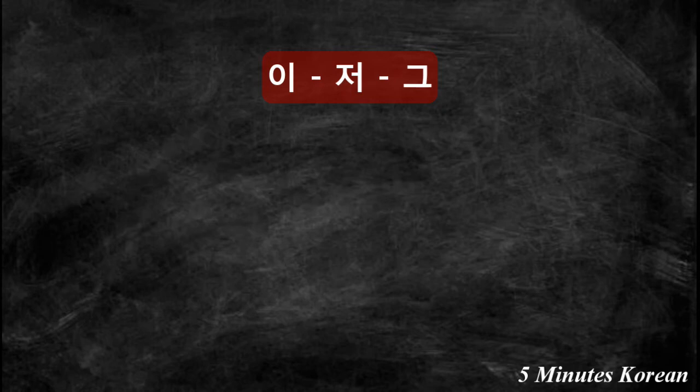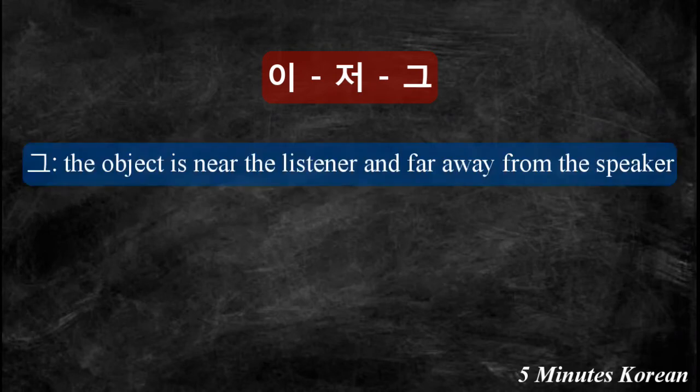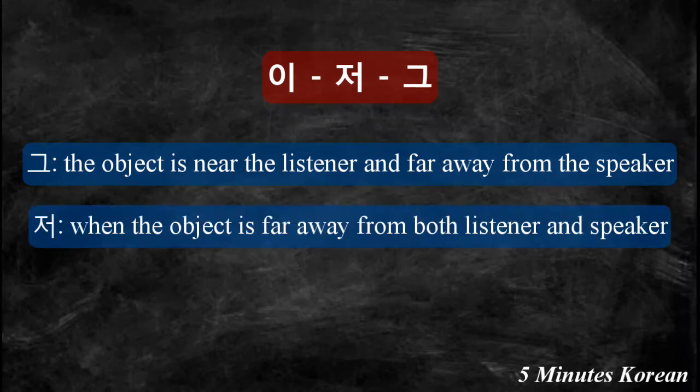So what's the difference between 그 and 저? Great question. I was just about to talk about that. So 그 and 저 are both used for referring to something that's far away from the speaker, but 그 is used when you are talking to the other person and that object is near that other person and far away from you. And 저 is used for referring to something that is far away from both of you. Yeah. So Hyunwoo, you have a camera, right?